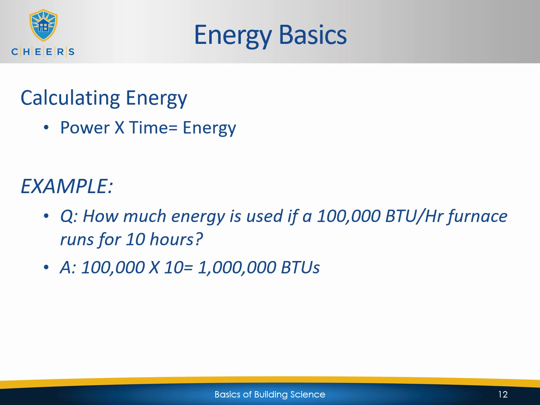So how do we calculate energy? Power times time equals energy. This is just a quick example. How much energy is used if you have a 100,000 BTUs per hour furnace that runs for 10 hours? You multiply the power, which is the BTUs, 100,000 BTUs, times the time, which is 10 hours. 100,000 times 10 equals a million BTUs. So a million BTUs will be used by that furnace if it's running for 10 hours. That's for a particular furnace for 10 hours, but you can change that power rating and that time to anything to calculate the power usage of any appliance.